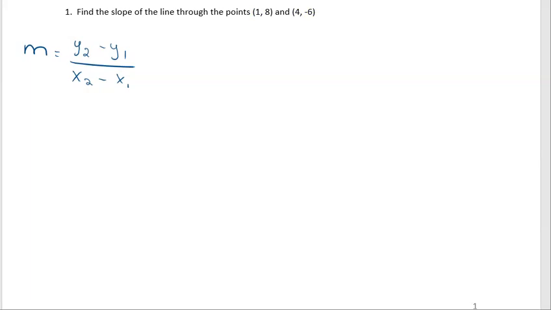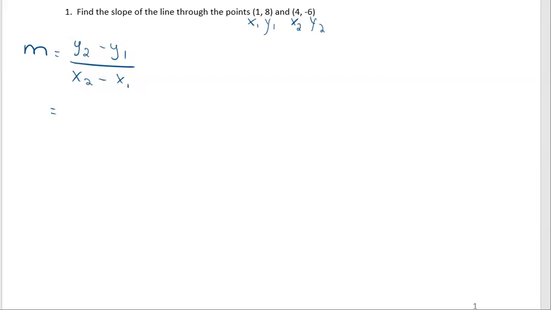This first value here, this 1, is the x-coordinate of our first point. So that's x1. 8 is the y-coordinate of our first point. So that's y1. 4 is the x-coordinate of our second point. So that's x2. -6 is the y-coordinate of our second point. That's y2. Now that we have everything labeled, we can substitute our values into our slope formula.